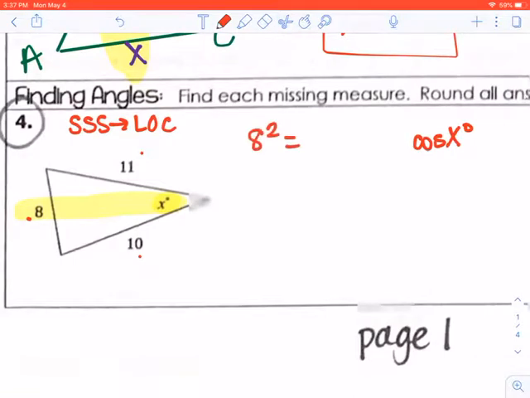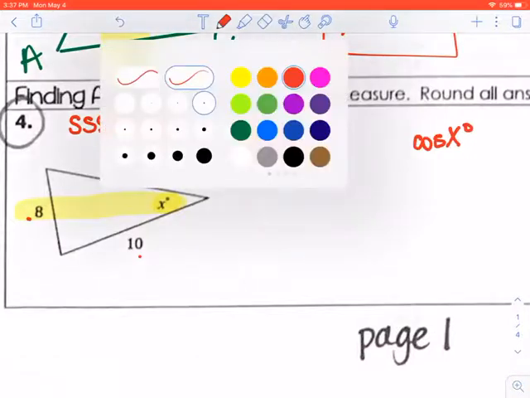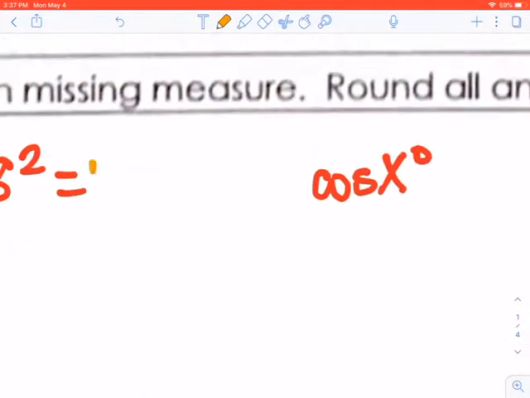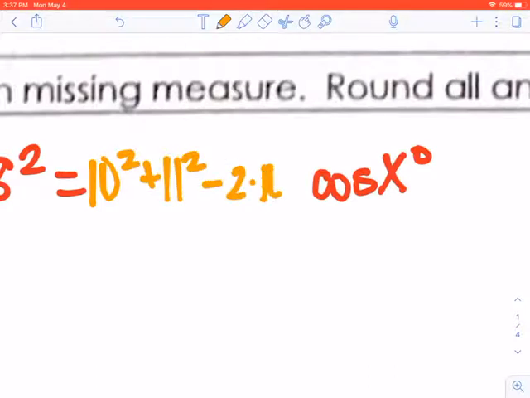Okay, so now our missing piece is part of the angle, so it's part of the cosine. But the 8 is still a side, so it starts on the left. So these are the pieces that go on the outside of your equation. And then the other two pieces, the 10 and 11, will go in the middle of your formula. So it's 8 squared equals 10 squared plus 11 squared minus 2 times 10 times 11 times the cosine of x.